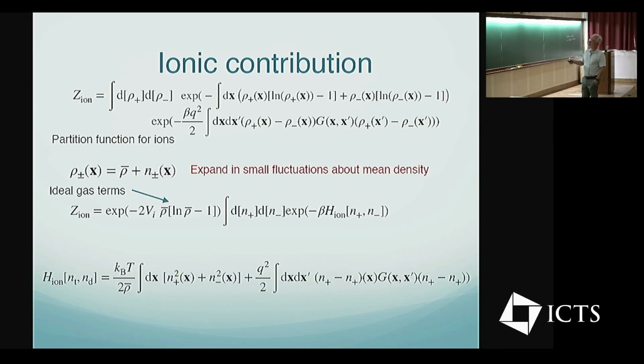And what you do, in order to get Debye-Hückel theory, is expand the density about the mean density and write it in terms of fluctuations. When you expand in terms of these fluctuations, you get an effective quadratic Hamiltonian, which is given by this. It's a function of n plus and n minus. This is an entropic term, and this is the term coming from the direct interaction. This is the electrostatic energy due to the local charge fluctuations. That should be n plus minus n minus, n plus minus n minus.